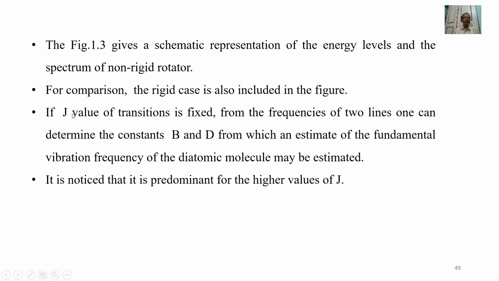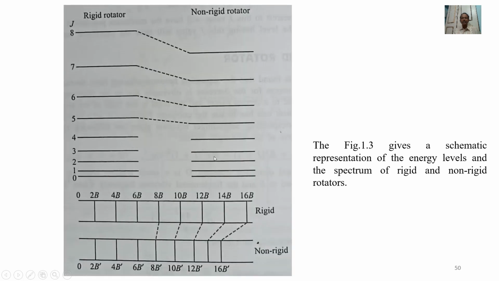If the J value of transition is fixed from the frequencies of two lines, one can determine the constants B and D, from which an estimate of the fundamental vibration frequency of the diatomic molecule may be obtained. It is noticed that it is predominant for the higher values of J. Now we shall compare. As we know, these are all the energy levels, and this is nothing but the spectra of rigid and non-rigid rotors.